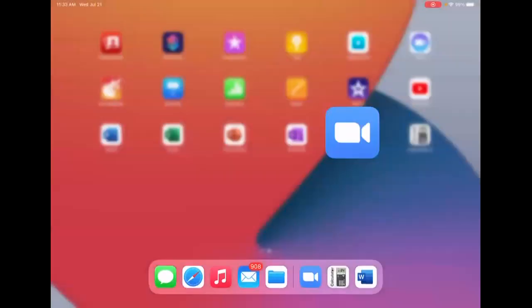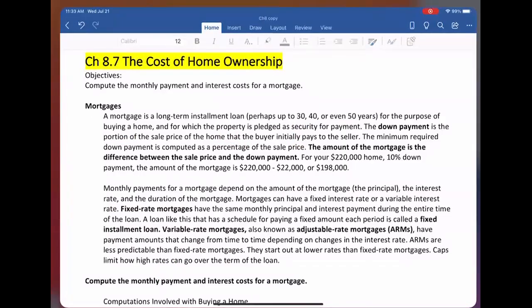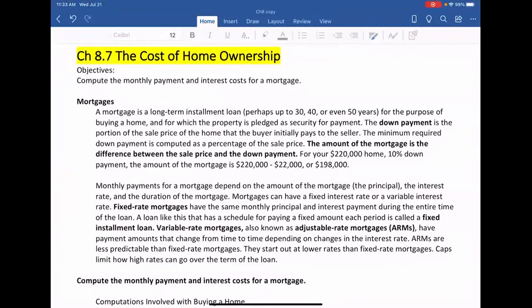In this video, we will learn Chapter 8.7, the cost of home ownership. The first definition, we will learn mortgages. A mortgage is a long-term installment loan, perhaps up to 30, 40, or even 50 years, for the purpose of buying a home, and for which the property is pledged as security for payment.